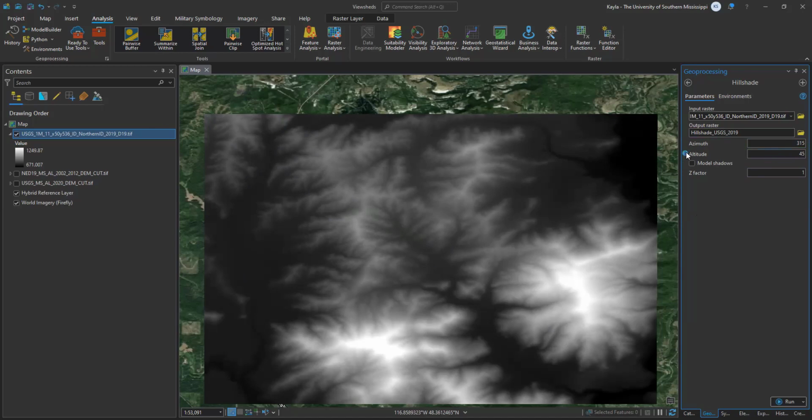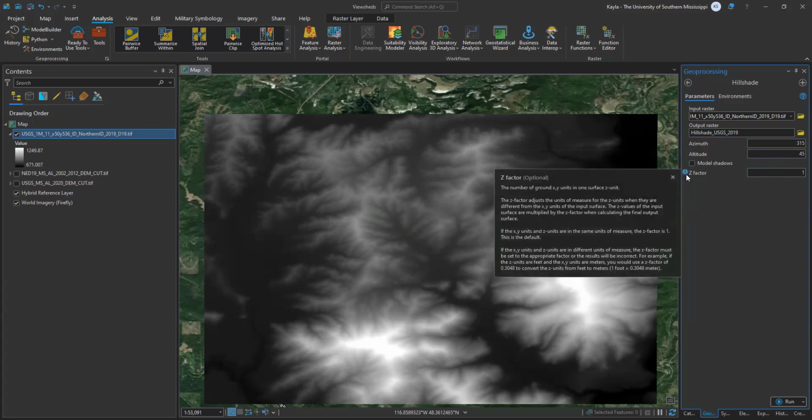And then the altitude is going from 0 to 90 degrees, right? So 0 being right along the line of the horizon, 90 degrees being directly overhead. Default is 45 degrees. And then the Z factor is if I stretch this, right? If I stretch the elevation by a certain amount, what is that going to do to things?